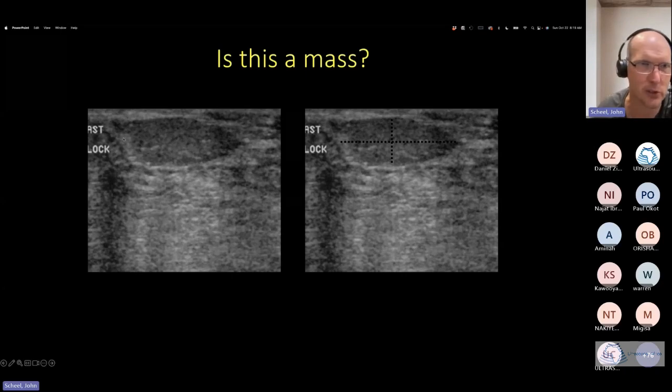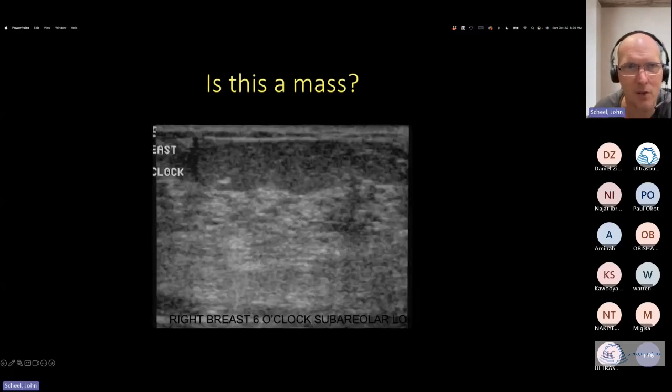That should be the first clue that this may not be a mass, because the suspensory ligaments are not flattened out. They're actually going parallel to the ultrasound beam. So when you see this, the first thing you should do is actually press down. And you can see that with added pressure, this flattens out like a fat lobule. So technique is very important when you're doing interpretation.